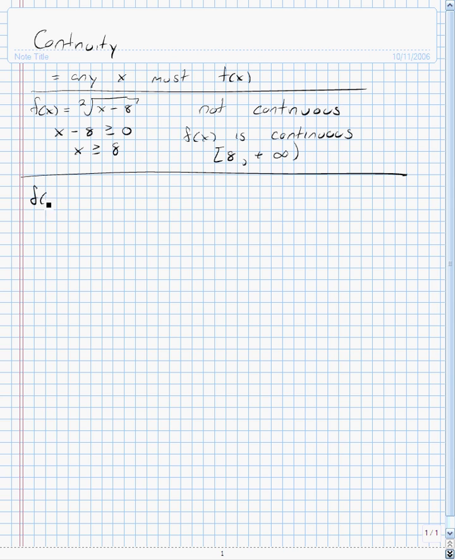Next example is going to be f of x is equal to the third root of x minus 8. Now in this example, the root might pop out at you as something special again, but because it's an odd root, remember that odd roots are continuous everywhere. So because the odd root is continuous everywhere, that's the only thing that would affect continuity. This is continuous.